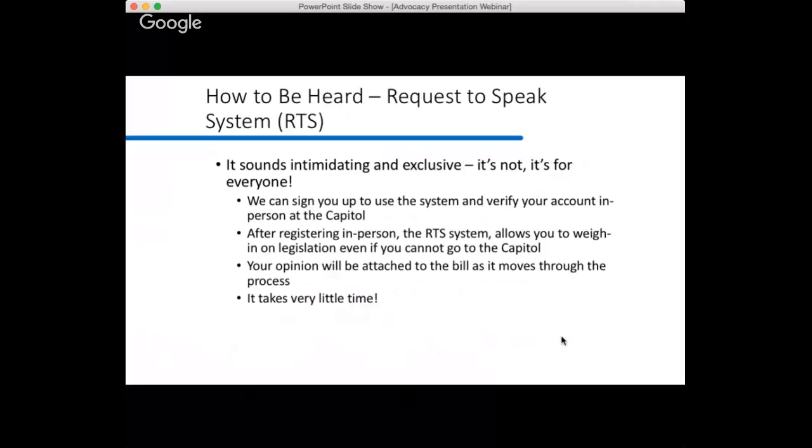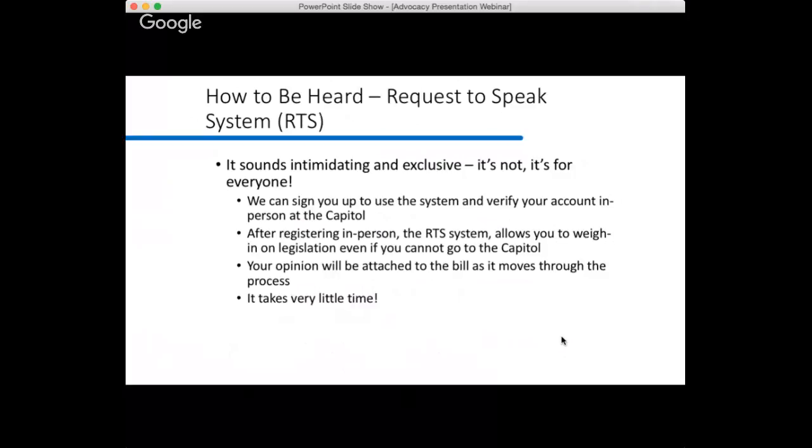After you register in person and are verified, again, that system allows you to weigh in on legislation even if you cannot go to the Capitol. So this is a super easy way for APAD members to log their support or opposition or neutrality even to pieces of legislation, especially funding legislation like the budget. So your opinion is then attached to the bill as it moves through the process. And the best part of it is it takes very, very little time to log in and log that opinion once you get to know the system a little bit.